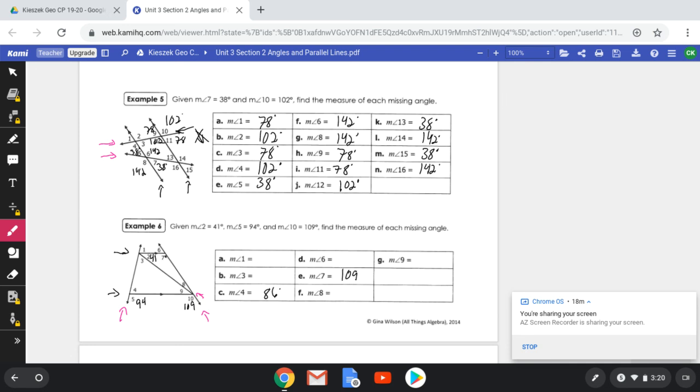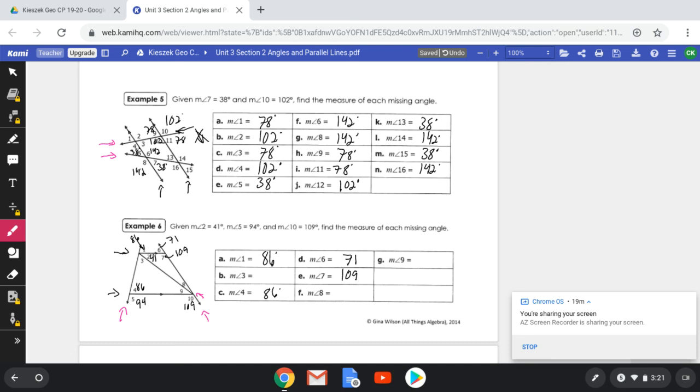Put that here. And then since we found angle 4 is 86, that also means that angle 1 must also be 86. Well, that actually opened up another avenue here because now that I got angle 7, that means angle 6 must be linear to angle 7. So it's going to be 180 minus 109, which is going to be 71. So this is going to be 71.